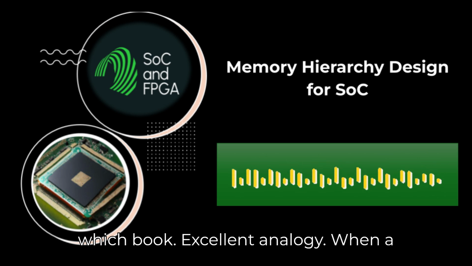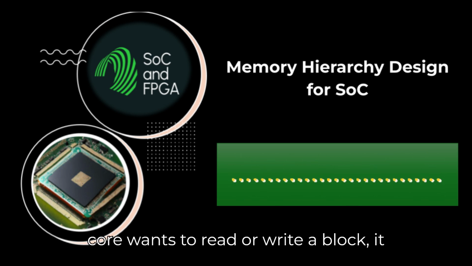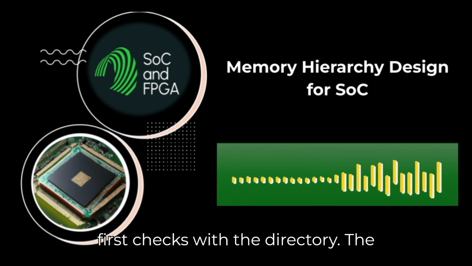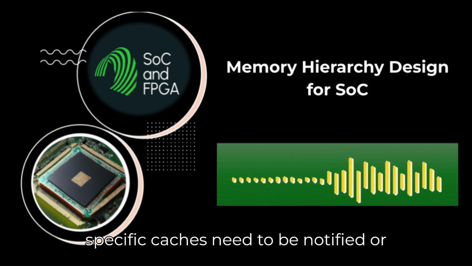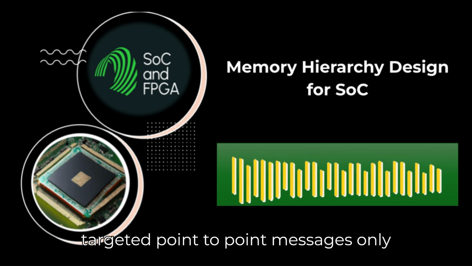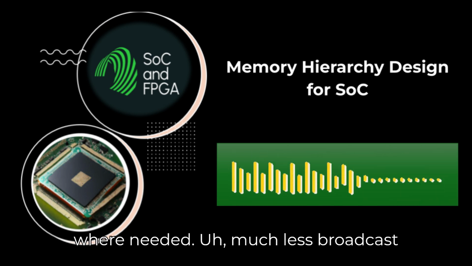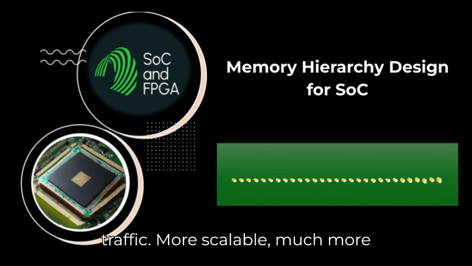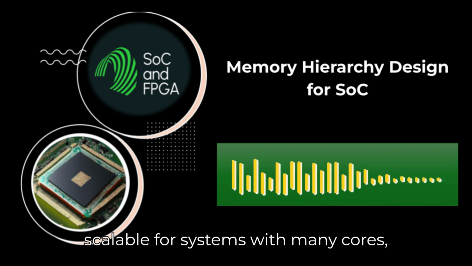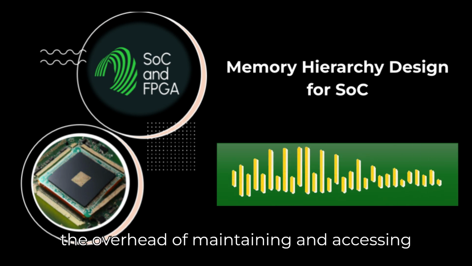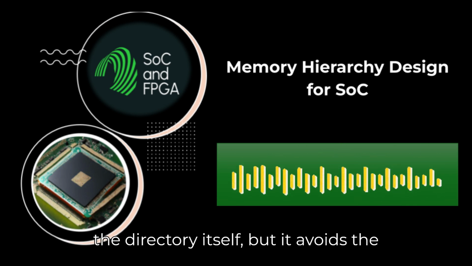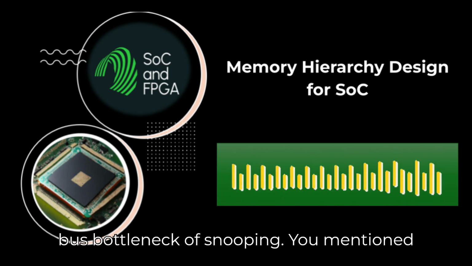Excellent analogy. When a core wants to read or write a block, it first checks with the directory. The directory then knows exactly which other specific caches need to be notified or have their state changed. It sends targeted point-to-point messages only where needed. Much less broadcast traffic. More scalable. Much more scalable for systems with many cores, like dozens or hundreds. The trade-off is the overhead of maintaining and accessing the directory itself, but it avoids the bus bottleneck of snooping.